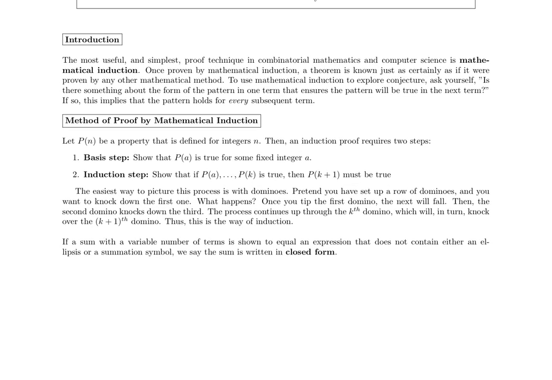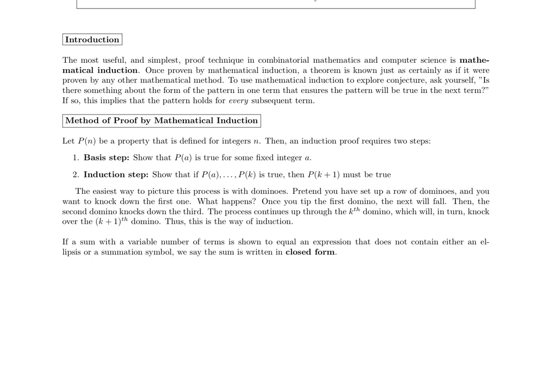Our method of proof by induction says we're going to let P(n) be a property that is defined for integers n. Then an induction proof requires two steps. The first is your basis step, to show that P(a) is true for some fixed integer a. The second step is our induction step. We're going to show that if P(a) through P(k) is true, then P(k+1) must be true. So essentially we're going to be proving a conditional statement over and over and over again.